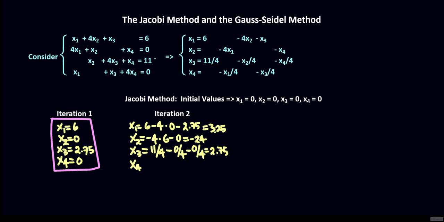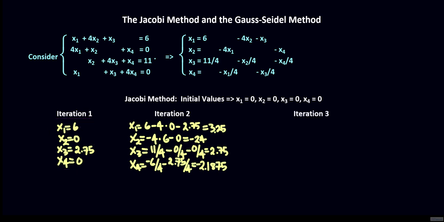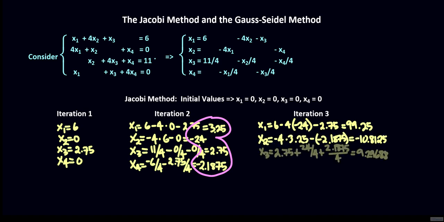The new value of x4 is minus x1 divided by 4. x1 is 6. Minus x3 divided by 4. The old x3 is 2.75, giving us minus 2.1875. For iteration 3, we plug in these values. We leave it as an exercise for the viewer to check that these will be the calculations and the updated values of x1, x2, x3, and x4.